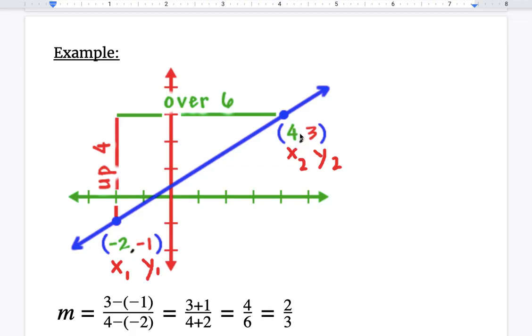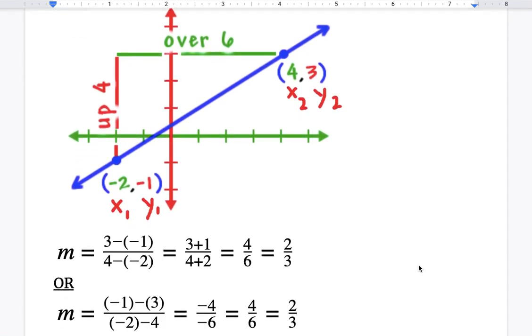So 4 minus that -2. And then since we have those 2 minuses next to each other, they become addition because subtracting a negative is just like adding a positive. So 3 minus -1 becomes 3 plus 1. 4 minus -2 becomes 4 plus 2. So then we end up with 4 over 6 or 2 over 3.